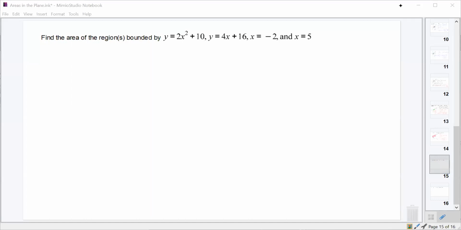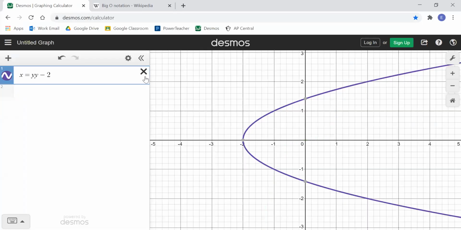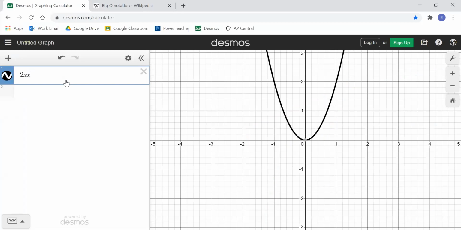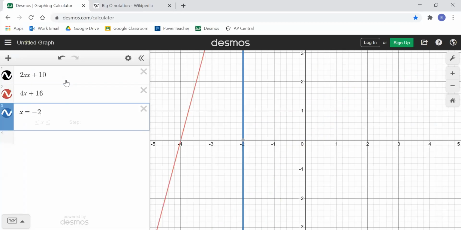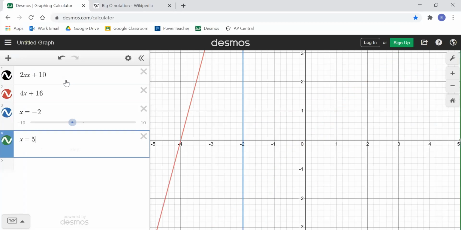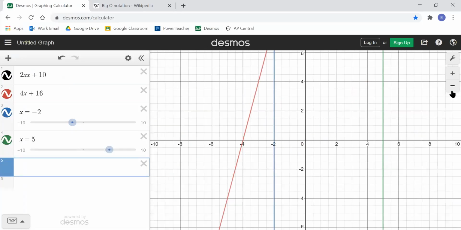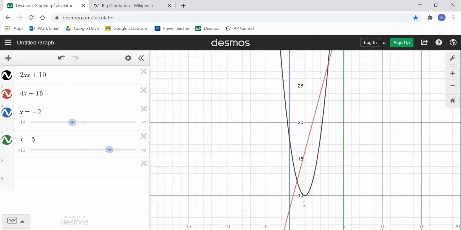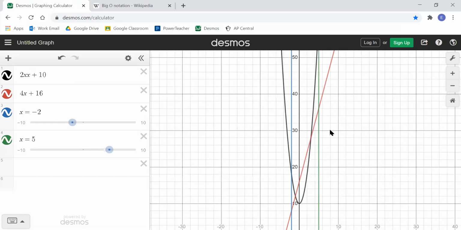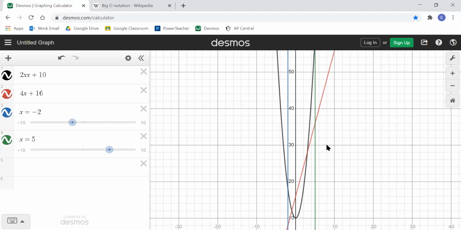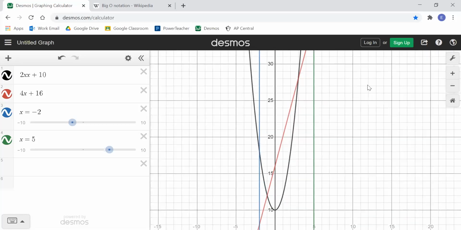So I think first off, our best bet is to graph each of those. So we got 2x squared plus 10. We got, what was it, 4x plus 16. And x equals -2 and x equals 5. And I'm going to need to zoom out a bit here. But we'll note that there are multiple different regions that we are looking at here, right? There is the region between, and I'll zoom in, I guess, to show each region.